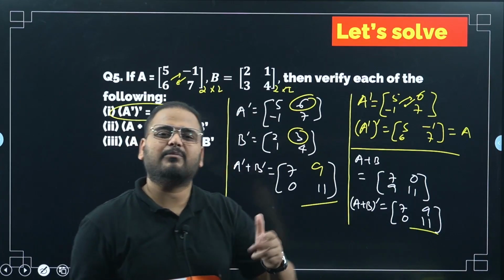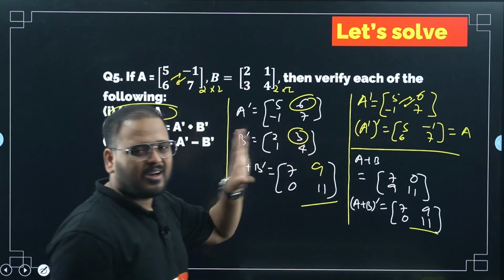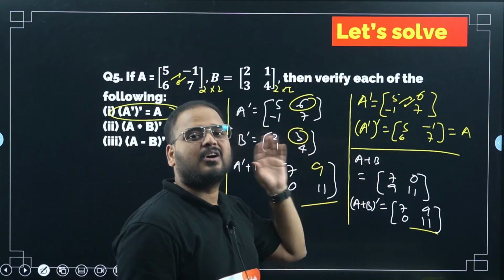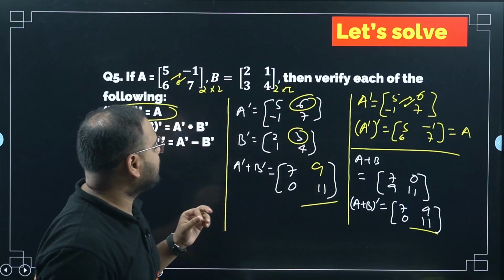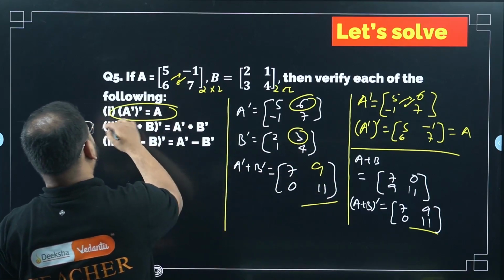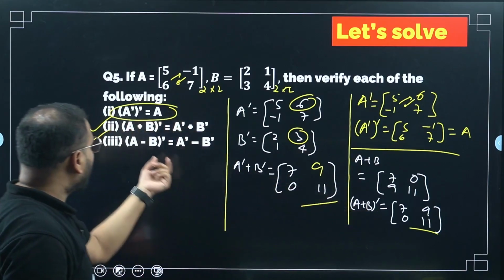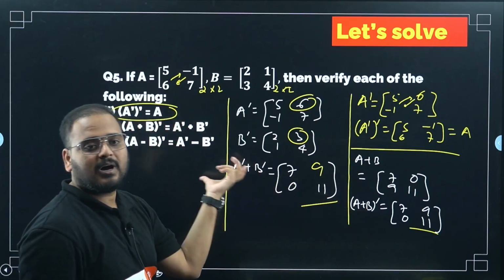So be careful in the addition. Things are very easy, but sometimes you get ahead of your plan. Make sure that you are calm and make the calculations without any mistake. So 3 plus 6 is 9. Okay, 7, 9, 0, 11. So this is true. You take the sum first and then the transpose, or you take the transpose first and then the sum, the answer is the same.